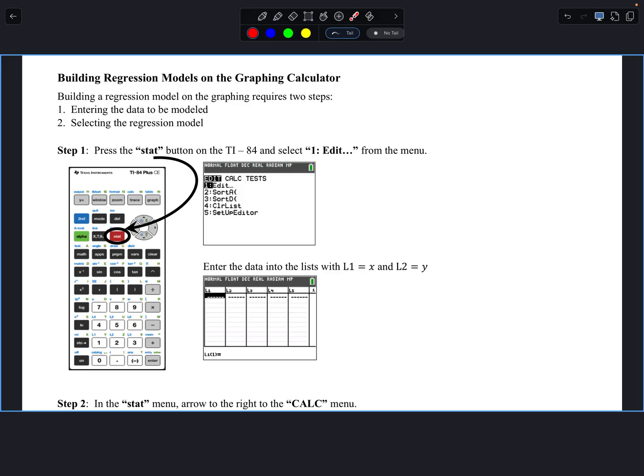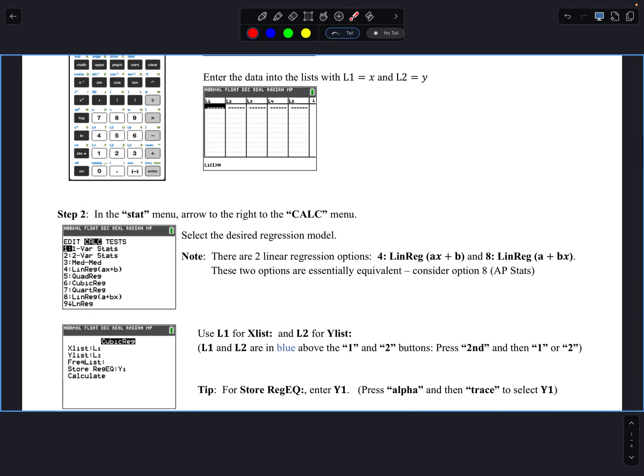L1 stands for list one, L2 stands for list two, and so on. So if I give you a table, in L1 you're just going to start typing in a number, hit enter, enter, enter, enter, enter to enter all the numbers, and then list two and so on. Once you're done with that, you can tell your calculator to create a model.